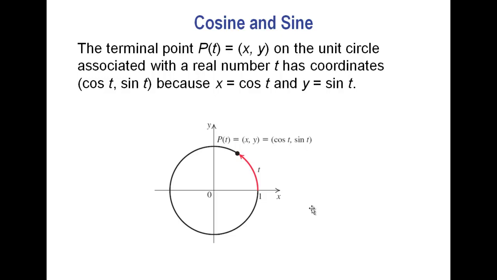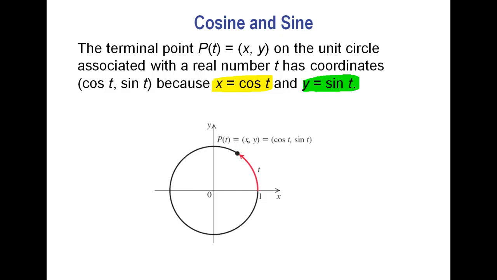Cosine is just a measurement of your horizontal distance. Remember, cosine was defined as x, right? Cosine of t equals x, so it gives you the horizontal distance, whereas sine gives you the vertical distance. So now when we have a point (x, y), every point on the plane has coordinates (x, y), so every point on this circle also has coordinates (x, y).